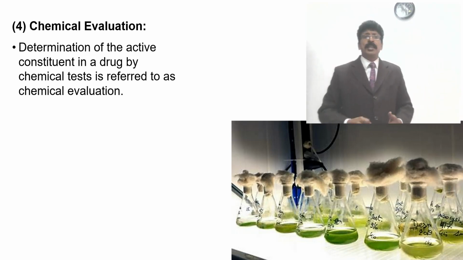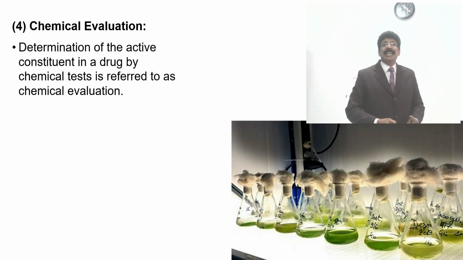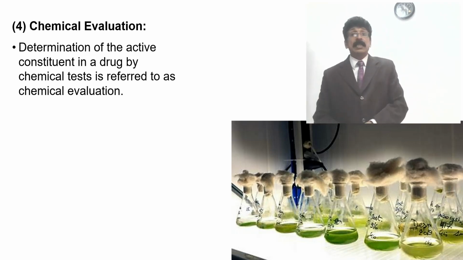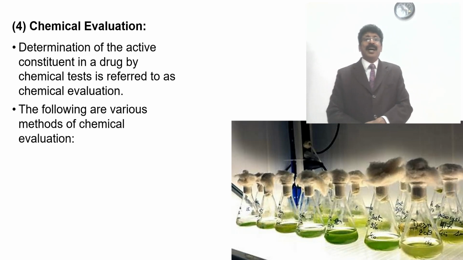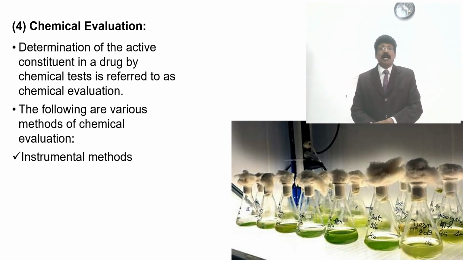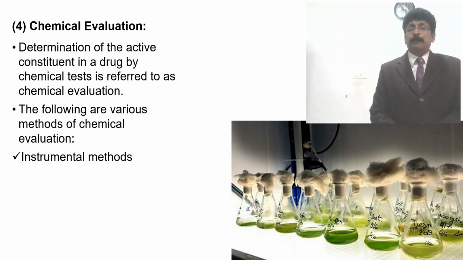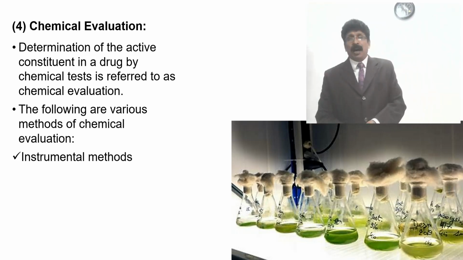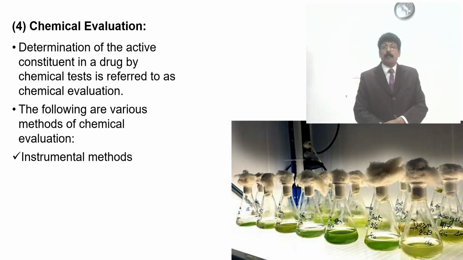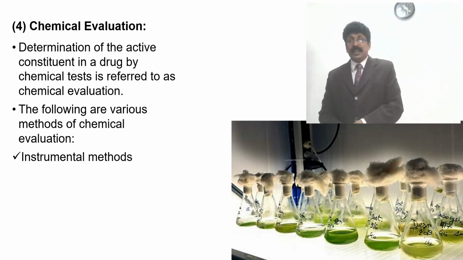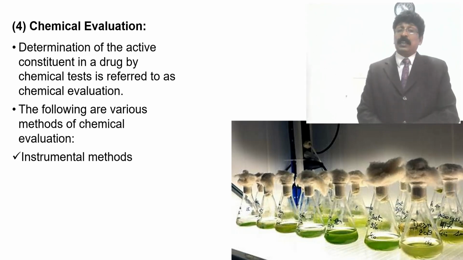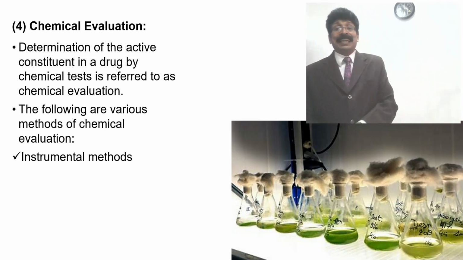Determination of active constituents in a drug by chemical test is referred to as chemical evaluation. The following are the various methods of chemical evaluation. Instrumental methods like UV spectroscopy, colorimetry, IR spectroscopy, NMR, and many other spectroscopies and instruments which we use for various identification. Chromatographic techniques are used for isolation, characterization, identification and quantity estimation.